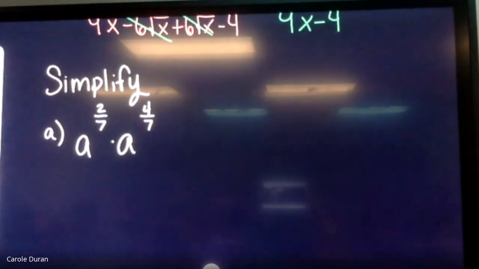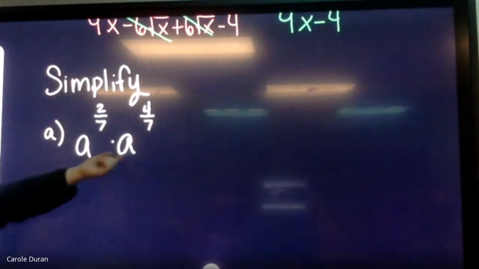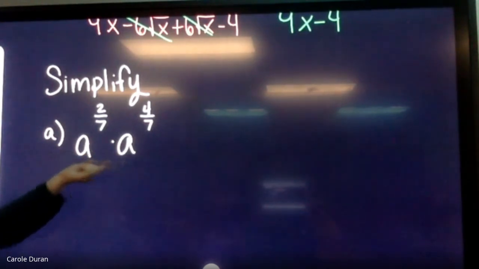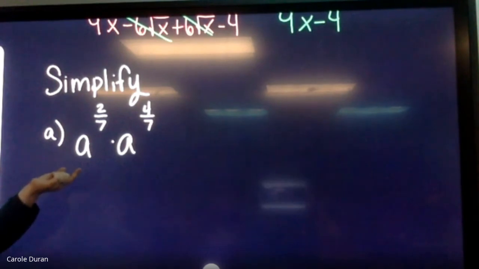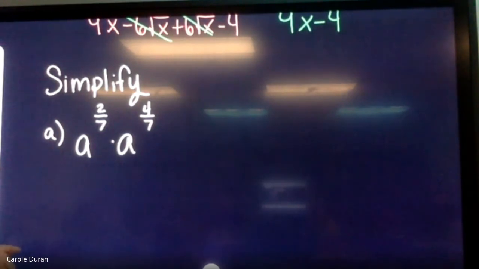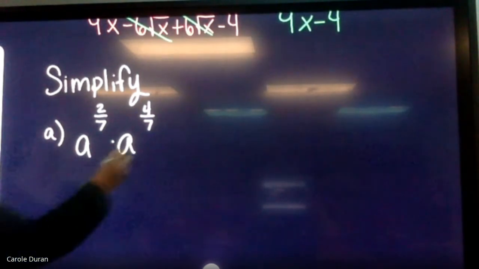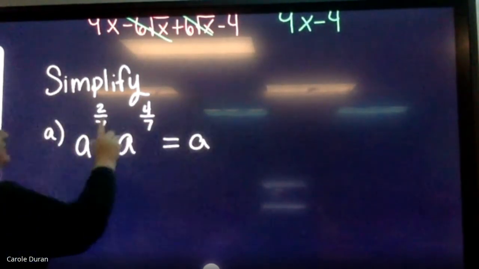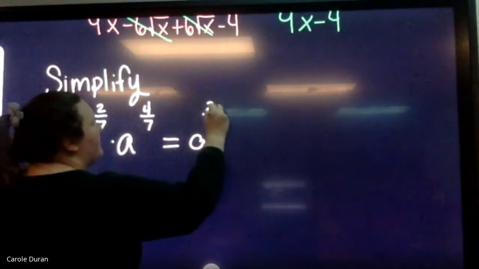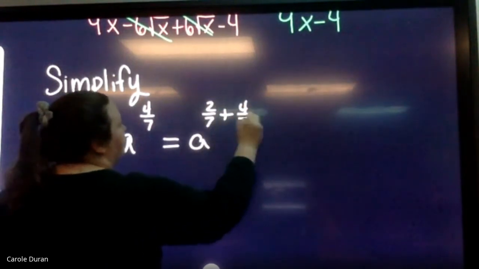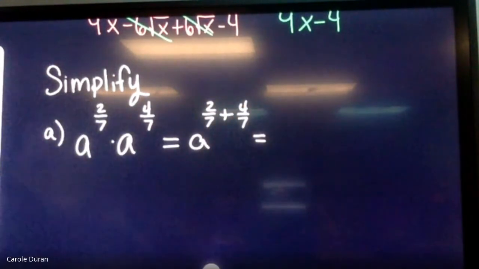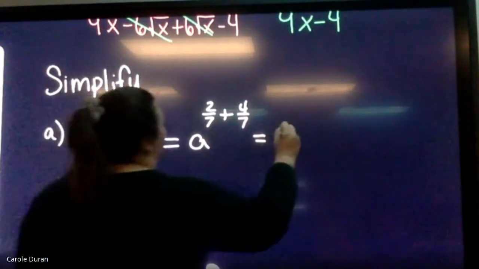So first off, we know that when we divide, we subtract exponents, right? What's the opposite of division? Subtraction. What's the opposite of subtraction? Addition. So when we multiply same bases, we add the exponents together. Since these are both in a base of A, I know my answer is going to be A, and then I'm going to add 2/7 and 4/7 together to get my new exponent. That's 6/7. So that's A to the 6/7.